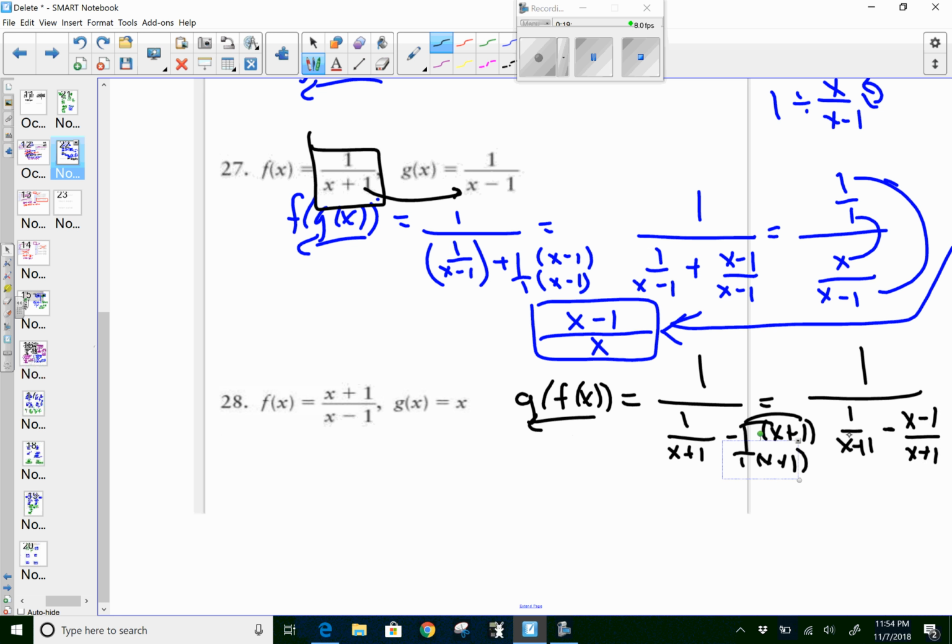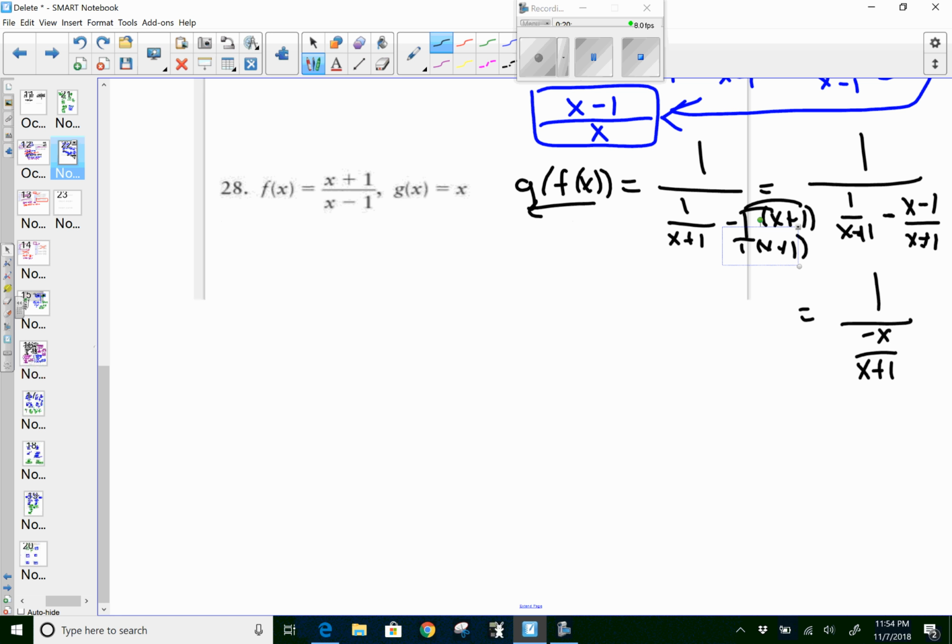So now I'm going to combine like terms. So the numerator still stays as a 1. The denominator now, I'm going to combine this. So same denominator, so I leave it. And then I have 1 minus x minus 1. The 1's cancel out, and I'm left with negative x.